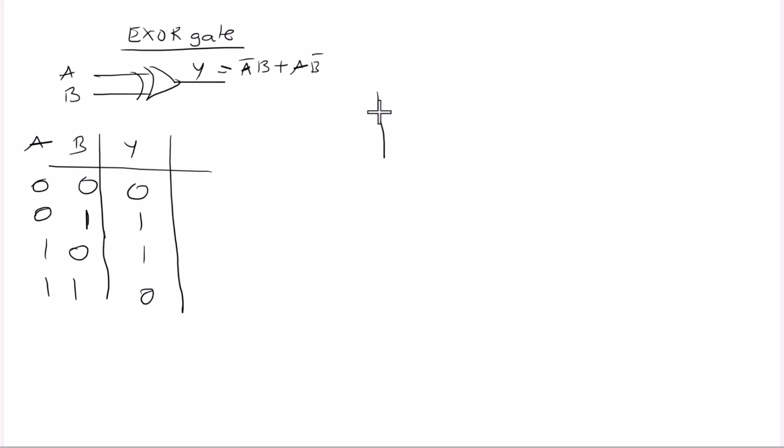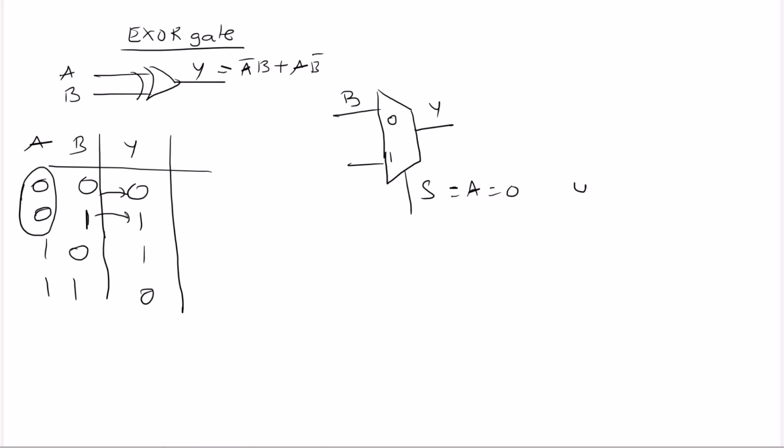From this truth table you can easily implement the 2 to 1 MUX like this. The selection line is S and the inputs are 0 and 1. See, if A is equal to 0, this 0 will be selected and routed here, so B will be transferred to the output. So you can directly write the B value. If S is equal to A is equal to 0, the output Y is equal to B, right? If S is equal to A is equal to 1, this 0 will be converted into 1 and 1 will be converted into 0, that means inverted. So you can write here B bar. So Y is equal to B bar, and it will be routed here.